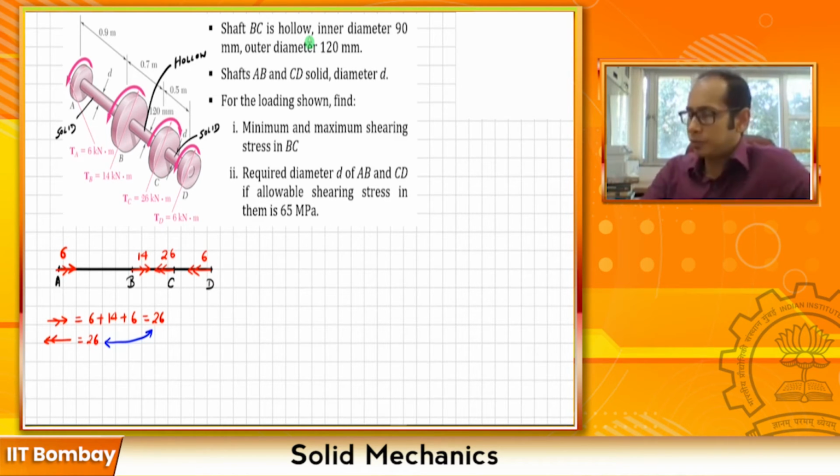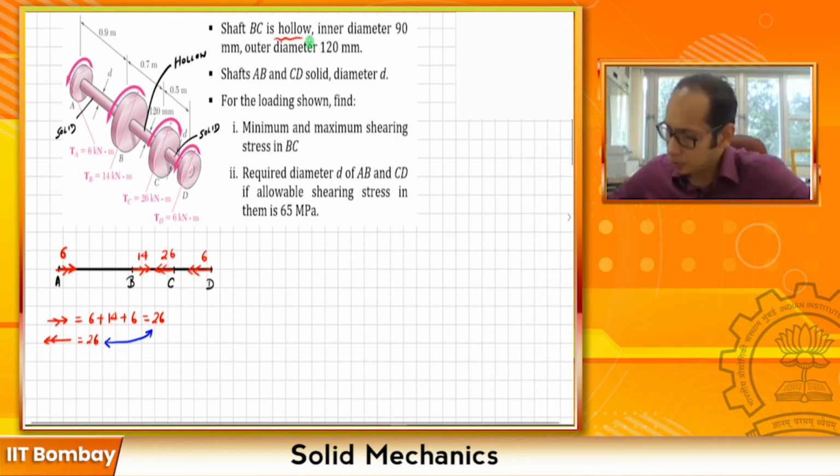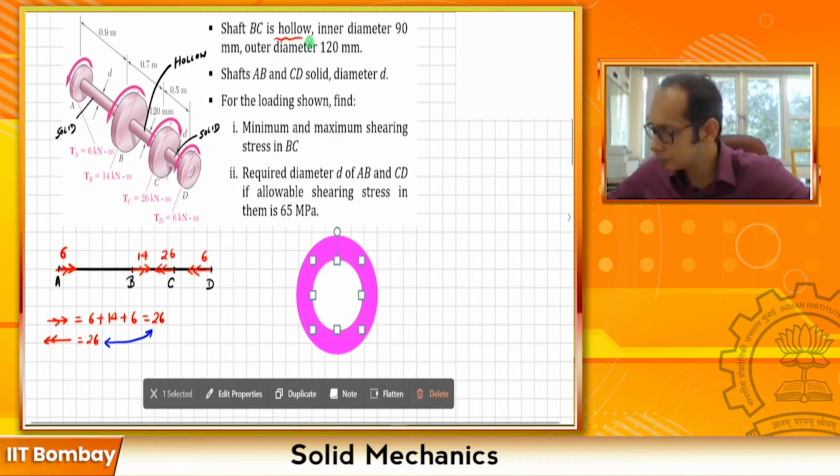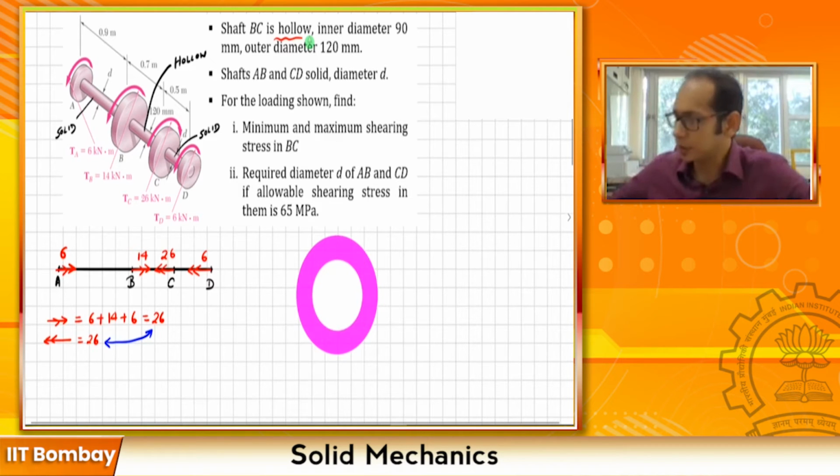Now coming to the first part, the minimum and the maximum shearing stress in BC. Now remember, BC is hollow. This is given. BC is hollow and it has an inner and an outer diameter. So let's try to draw what the section of BC looks like. Say, let me just try to make it a circle. Yeah, it's more or less in the center, right?